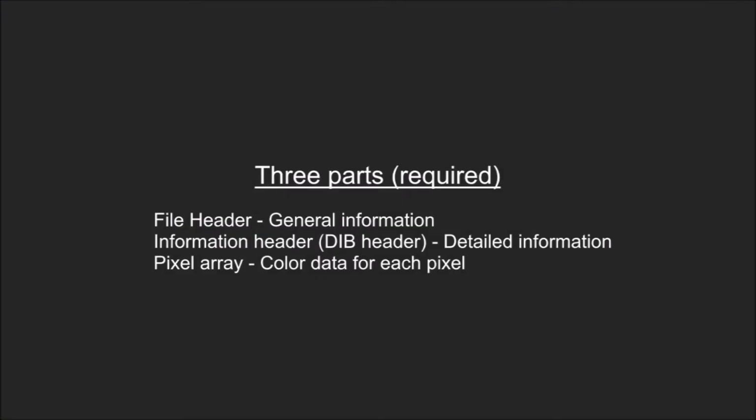There are 3 required parts to every bitmap image. First, we have the file header, which provides general information about the file. Then we have the information header, or sometimes the DIB header, which provides more detailed information. And lastly, we have the pixel array, which is the color data for each pixel. Now, these parts are what is required, but you can also have more parts in more complicated images. But these are the ones that we're going to use.